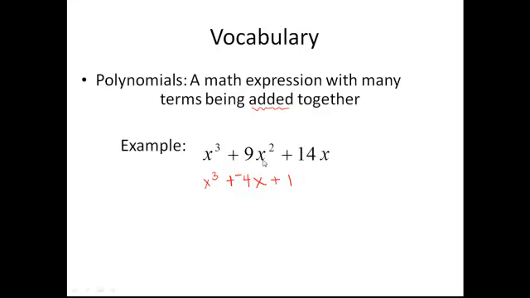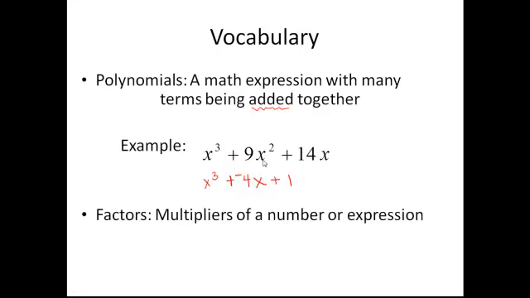Okay. And also factors, keep in mind what factors are. They're multipliers of a number or an expression. So for example, if you had 2 times 2, these are 2 factors that make up 4. They build to be 4. And then we also have rational functions, which are just fractions.